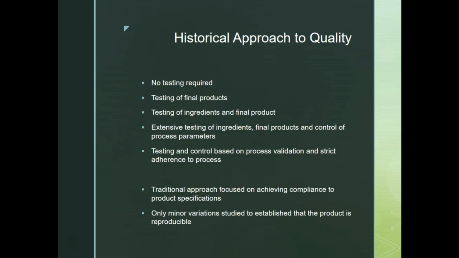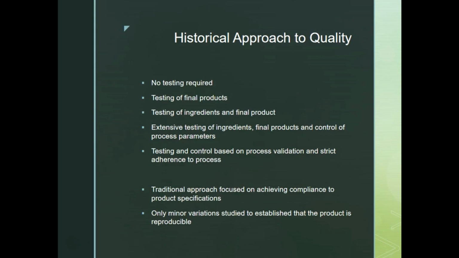That moved on to testing of the final product, which then progressed into testing of your raw materials or your key intermediates, as well as your final product. Then we moved on to extensive testing of all your product inputs, your raw materials, as well as your final product outputs, and control of critical process parameters. And finally, testing and control based on process validation and strict adherence to processes.